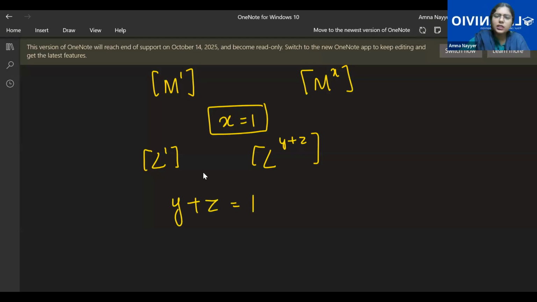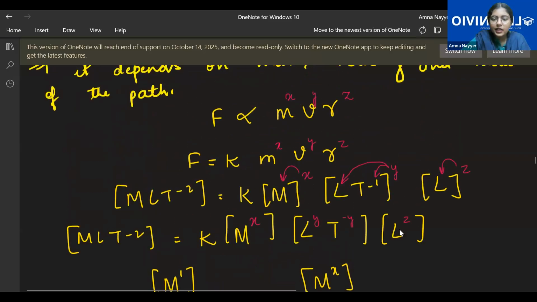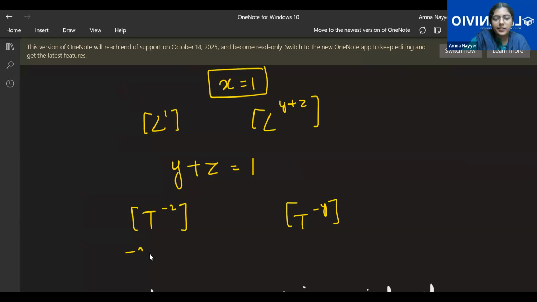Now how do we solve this further? Let's see what the value of Z is. Only time is left. T to the power minus Y is here, and T to the power minus 2 is on the other side. So time on this side is minus 2, and total time on the opposite side is minus Y. So we can say minus 2 is equal to minus Y. The minus signs cancel, so Y is equal to 2.